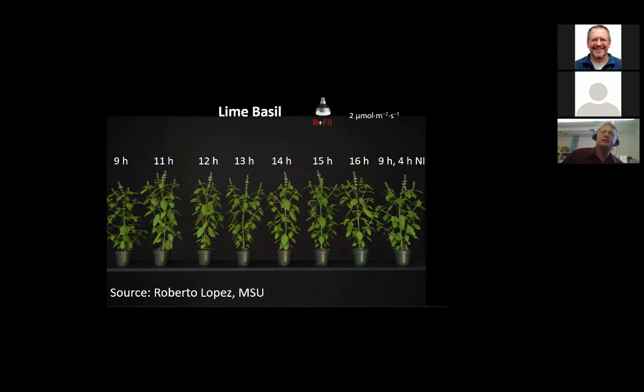So I mentioned that lime basil was a day neutral plant, and the way that we do research to learn that, this was provided graciously from Roberto Lopez at Michigan State. So they've been doing experiments with a fairly large variety of different species and cultivars of basil, but with lime basil exposed to day lengths of 9, 11, 12, 13, 14, 15, and 16 hours, as well as a night interruption treatment, which is the one on the right. And you see that there is indeed flowering under any of these treatments.